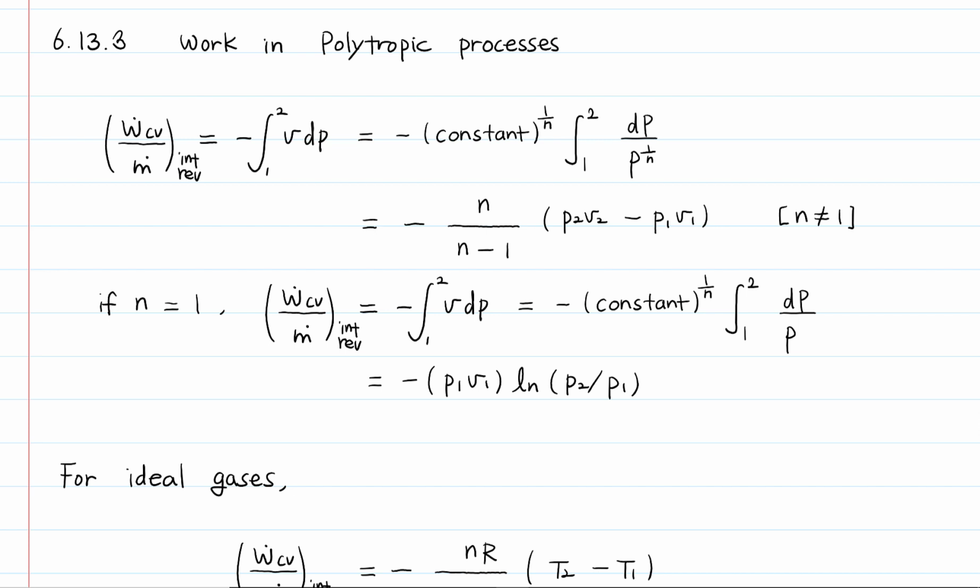6.13.3 Work in polytropic processes. Work for a steady device with one inlet and one exit can be written as this. So now we are going to express the work for a steady device undergoing a polytropic process without irreversibilities. A polytropic process can be expressed as pressure times specific volume to the nth power is some constant.